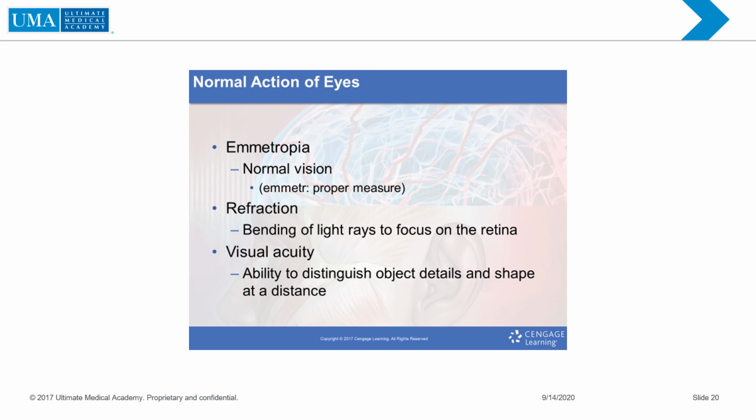Moving on to refraction, which is also known as refractive power. This is the ability of our lens to bend the light rays so they tend to focus on the retina. And the last, probably not uncommon to you, is visual acuity. This can also be performed in a test to diagnose certain conditions. With visual acuity, this would be the ability to distinguish object details and shapes at a distance. And remember, those distances may vary.